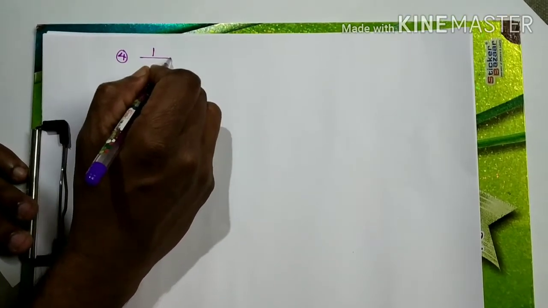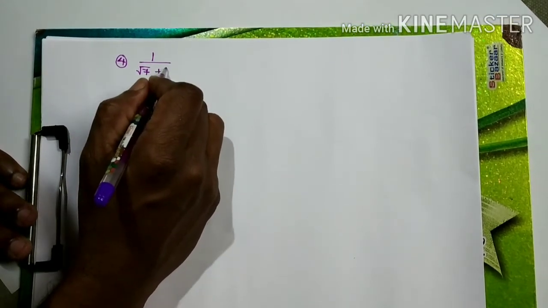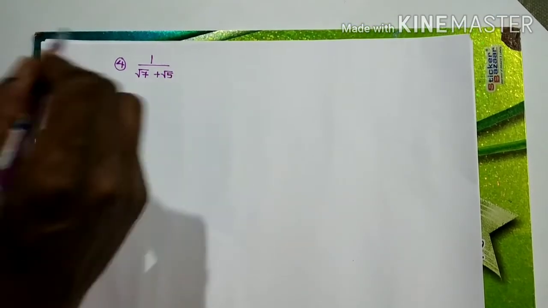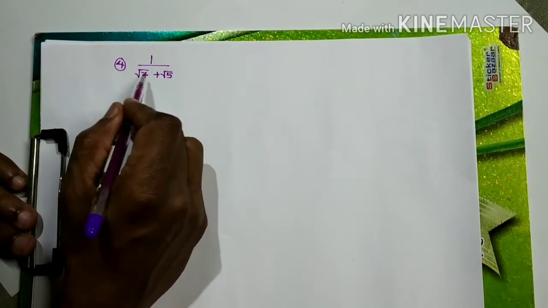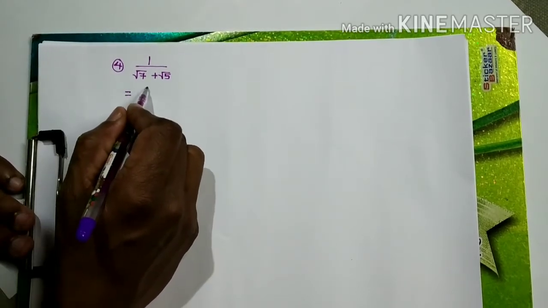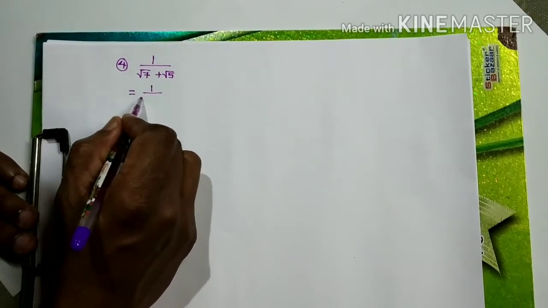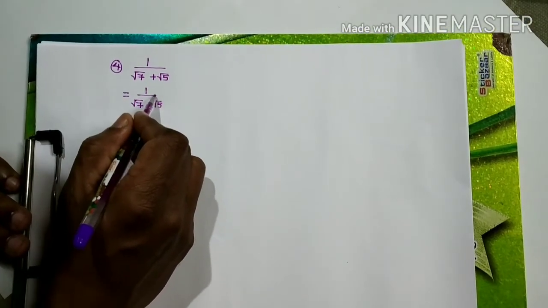1 upon root 7 plus root 5. You have to rationalize this denominator, root 7 plus root 5. So what is the first step here? 1 upon root 7 plus root 5.